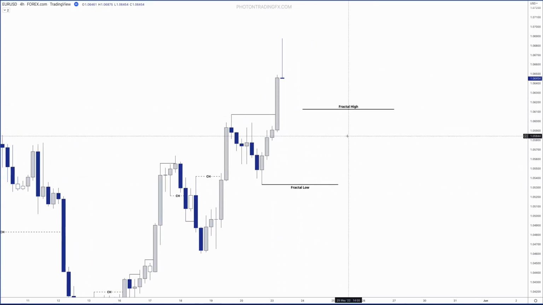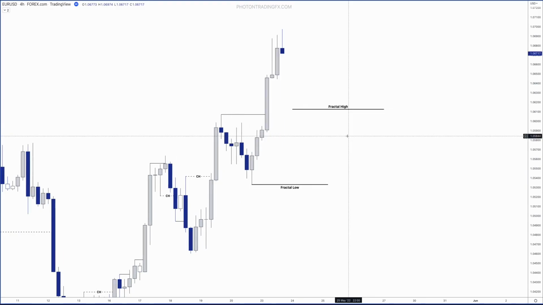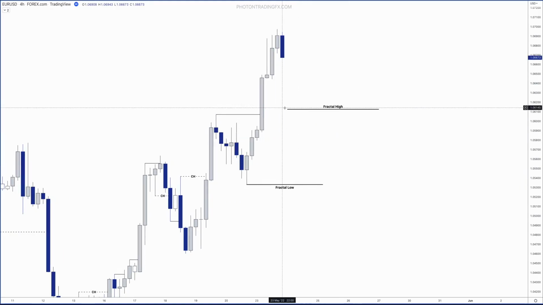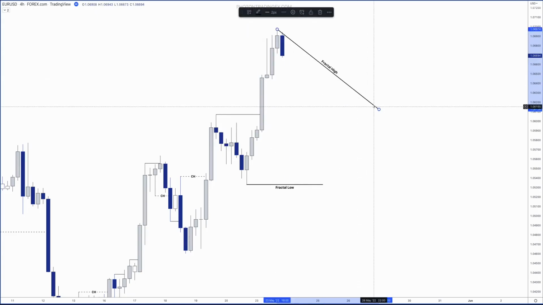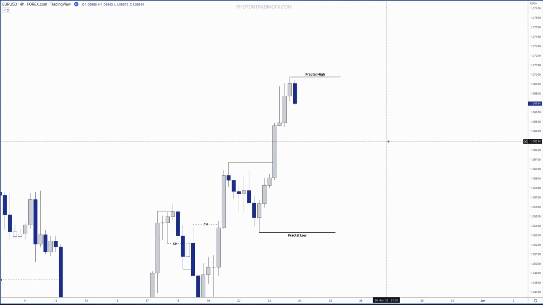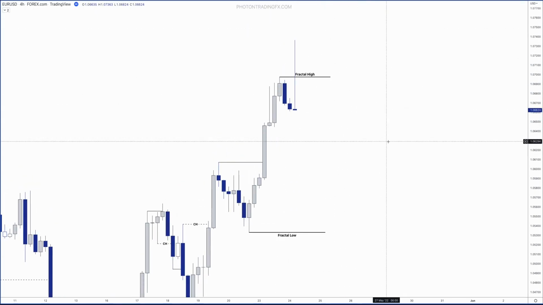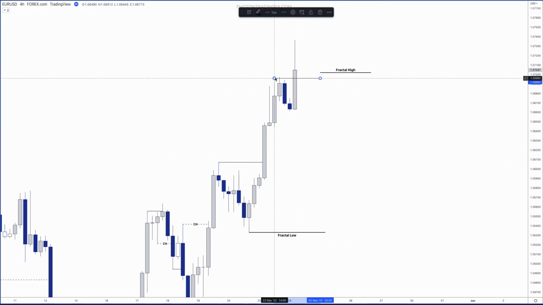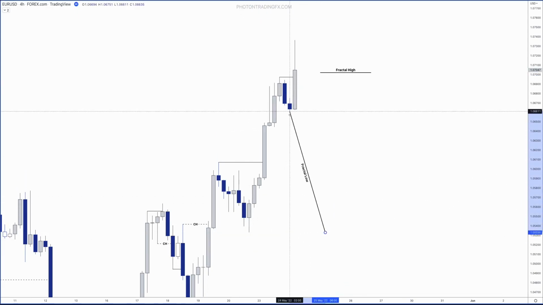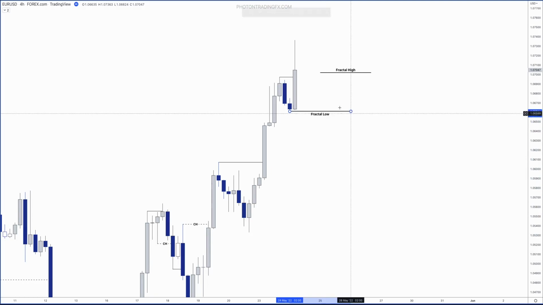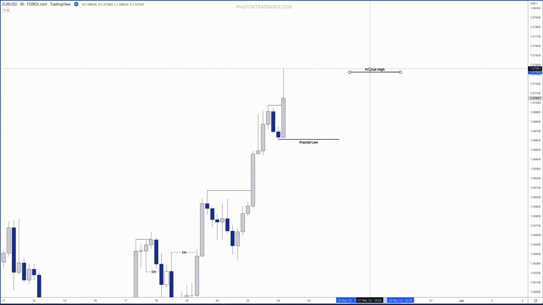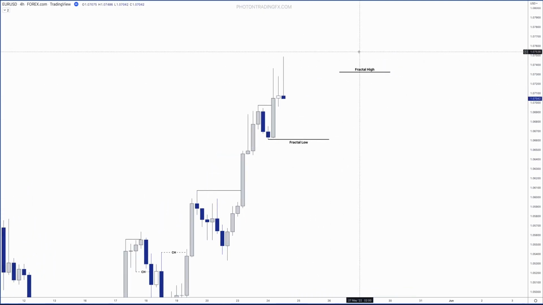So let's see what happens next. Price continues to the upside, continues to the upside, continues to the upside, pulls back. So that's our fractal high. Okay, cool. Now we pull back and then we break the structure to the upside. So then we have a continuation. All right. And then this becomes our fractal low, as this was the last candle to fail to break the previous candle's high. Cool.